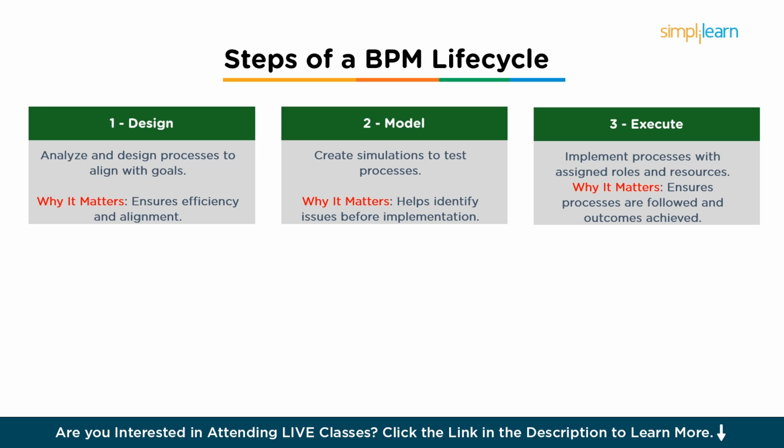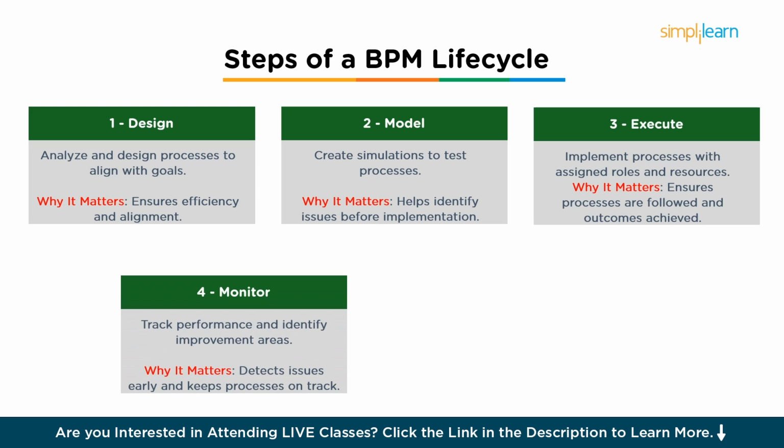This phase involves the implementation of the process, often supported by BPM software and automation tools. Execution also includes assigning responsibilities and ensuring that the right resources are in place. Why it matters? Efficient execution ensures that the process is followed as intended and that desired outcomes are achieved. Without effective execution, even the best designed processes will fail to deliver results.